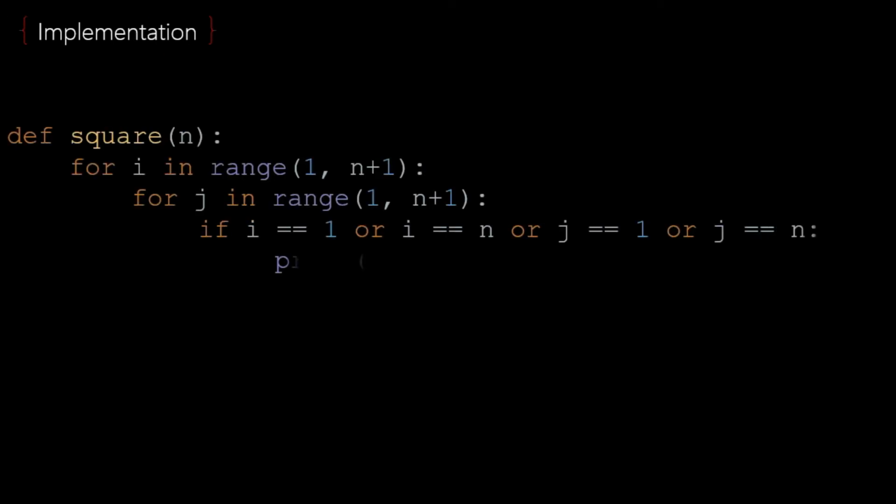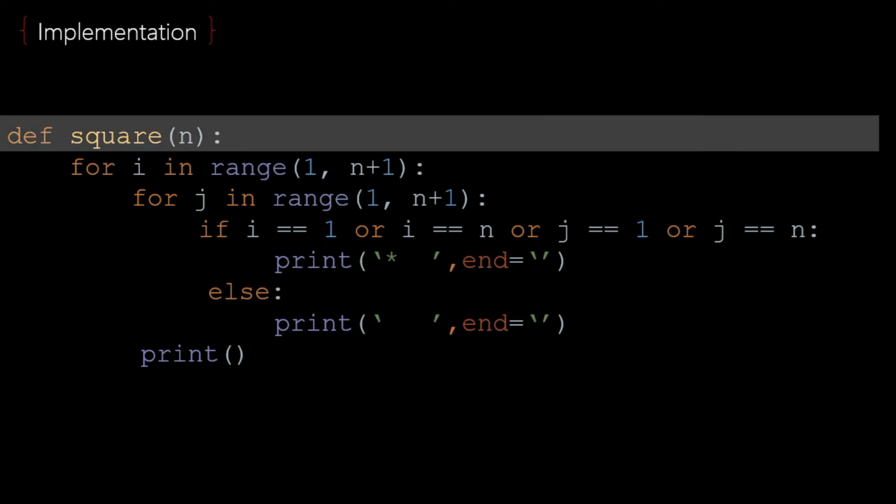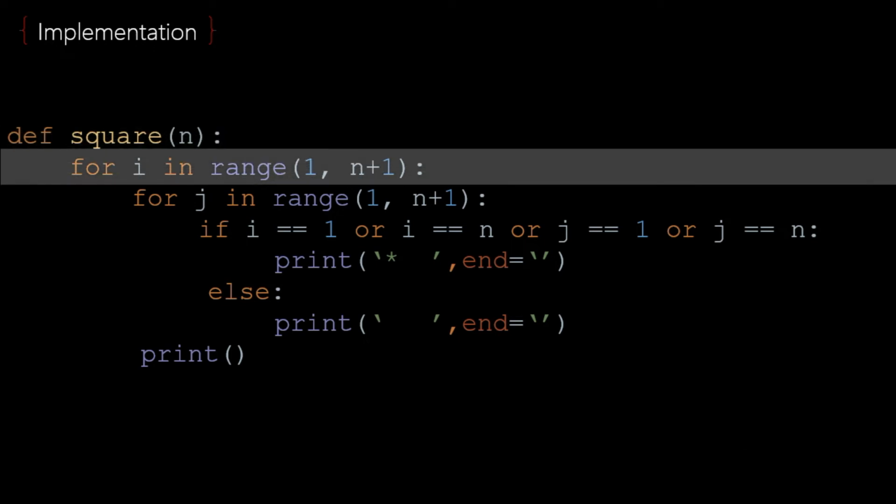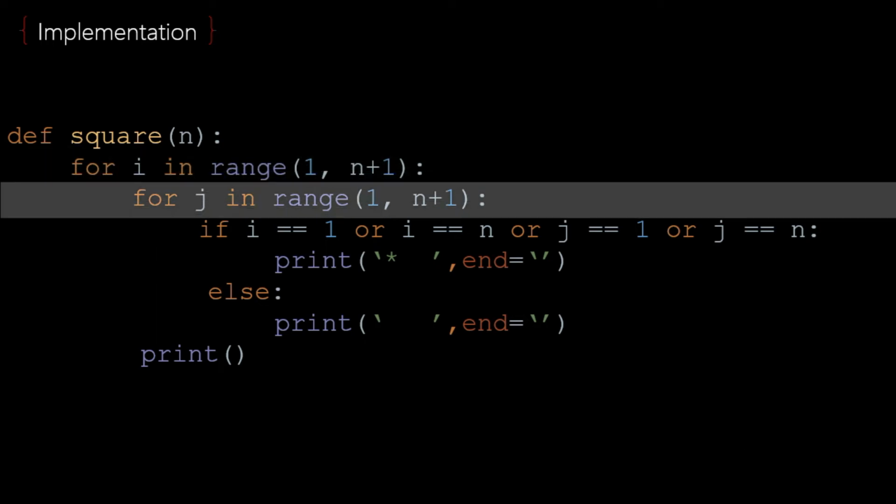To implement such an algorithm in Python, we start by defining a square function that takes n as a positive integer parameter. After that, we add a for loop that loops n times, from 1 to n. In Python, the upper bound in the range method is not included, so the range will stop at one step before n plus 1, which is n. And also, we add an inside loop that also loops n times, because we need a square.